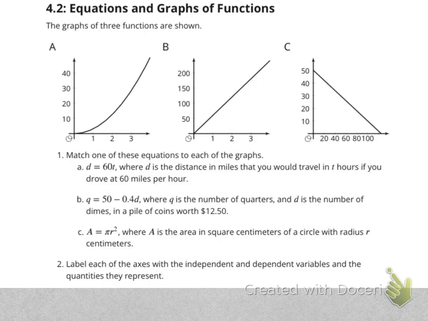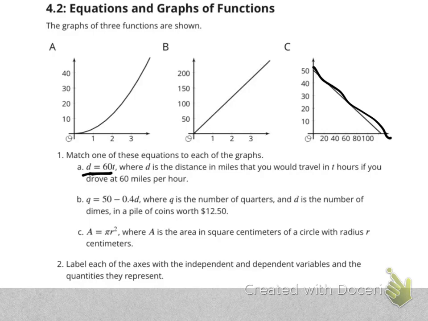Alright, so we got 3 different situations we're going to read, and we're going to match it to these graphs. So A says D equals 60t, where D is the distance in miles that you would travel in t hours if you drove at 60 miles per hour. Alright, so that doesn't have a power of 2 in it. It's got to be one of those straight line graphs. Everything in this equation is positive, so it's going to be a graph that's going up, so it's going to have to be B. Because B's going straight up at a constant rate.